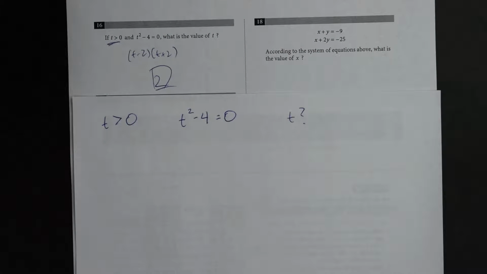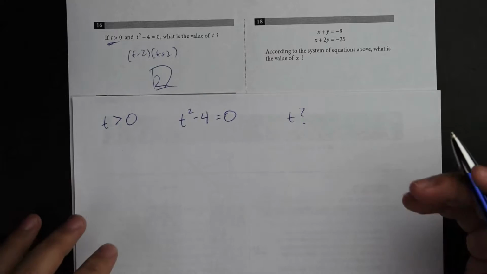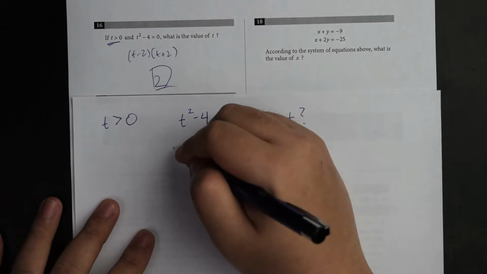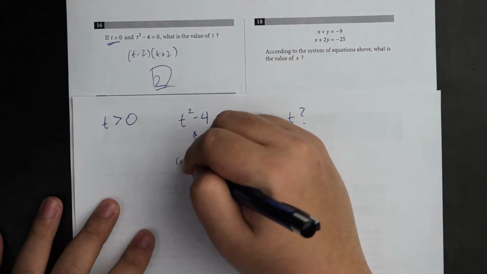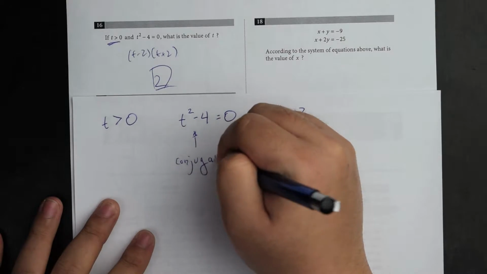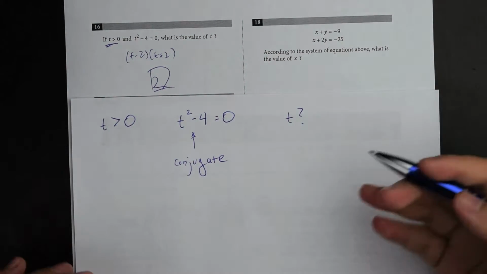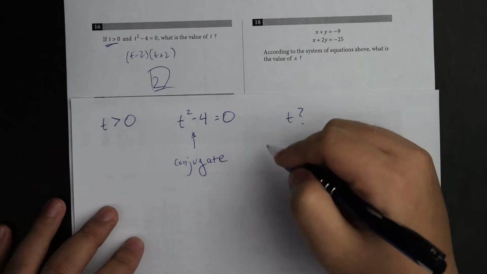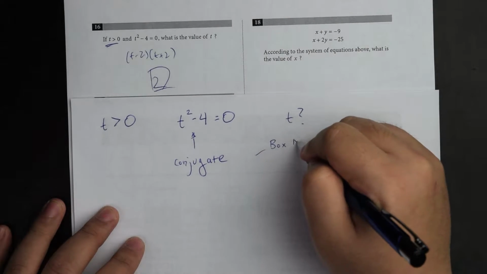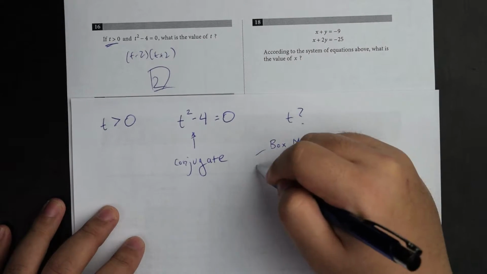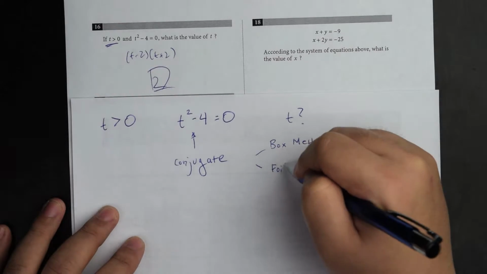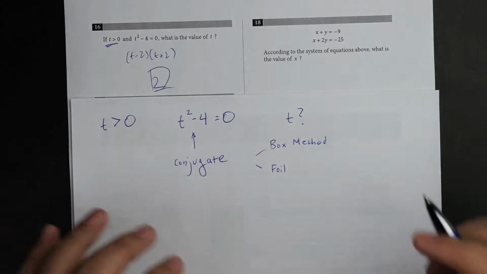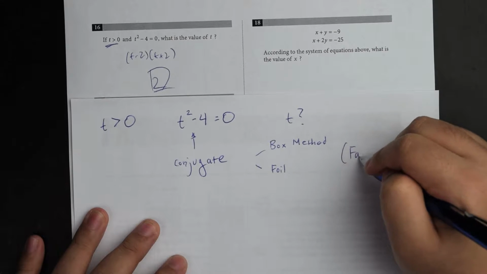When I saw t squared minus 4, I automatically knew that these are what we call conjugates of each other. This is a conjugate based question. And so I could use two methods of factoring. Either there's the common core way, which is the box method, or simply the foiling method where you factor them and break them apart. And these are all relevant to factoring.